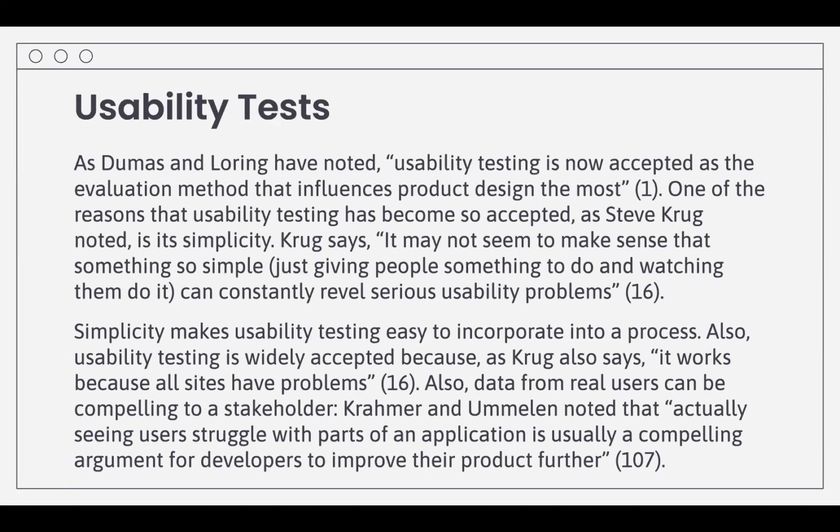Krug says, it may not seem to make sense that something so simple, just giving people something to do and watching them do it, consistently reveals serious usability problems. Simplicity makes usability testing easy to incorporate into a process. Also, usability testing is widely accepted because, as Krug also says, it works because all sites have problems. Also, data from real users can be compelling to a stakeholder. Karat and Nielsen noted that actually seeing users struggle with parts of an application is usually a compelling argument for developers to improve their product further.